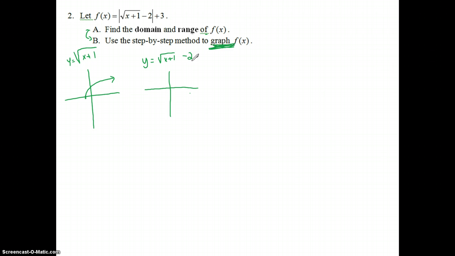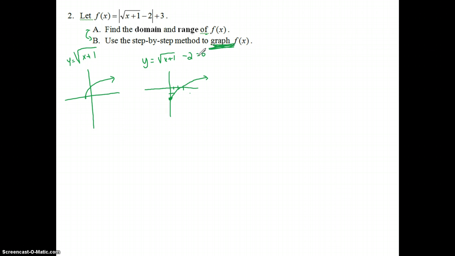So remember that the subtract 2 right here is going to move this whole thing down 2 units. And just because I'm probably going to need to know where it crosses the x-axis, it looks like it's going to cross it at 3. So something like that. How did I know it's going to cross at 3? I just set this equal to 0. So then I added 2 over, squared both sides, and then subtracted 1.